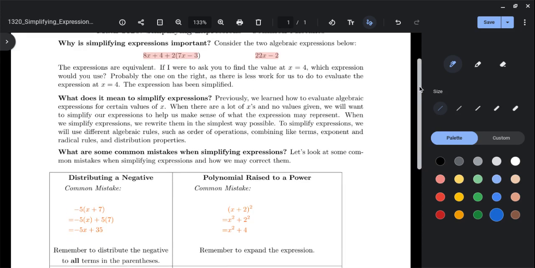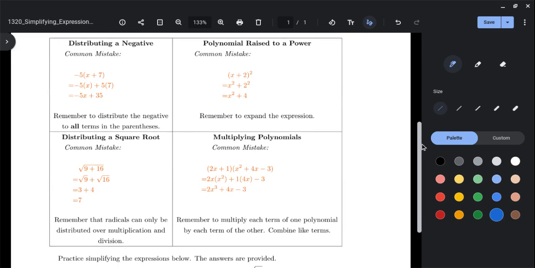So the first thing that we're going to look at is when we distribute a negative term to a polynomial. So here we have the expression -5 times the quantity x plus 7. And we can see that what this person chose to do in the next step was they did -5 times x, but then when they distributed to the second term, they just did 5 times 7 instead of -5 times 7. They dropped the negative sign. And so when we are distributing a negative, we need to make sure that that sign and number is being distributed to all terms in our parentheses.